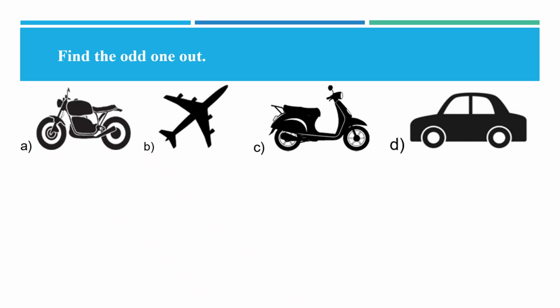I believe this is the easiest question. Find the odd one out. Obviously, it's gonna be B, as option A, the bike, option C, the scooter, option D, the car, all these are road transport, whereas option B is airways. Great.